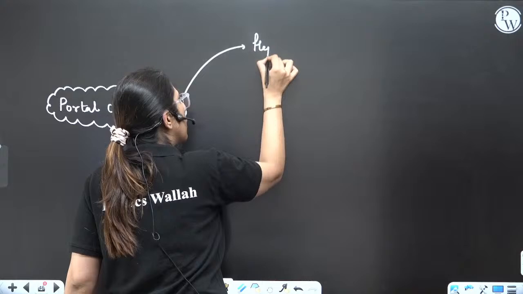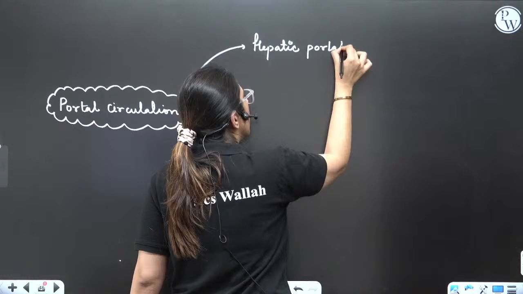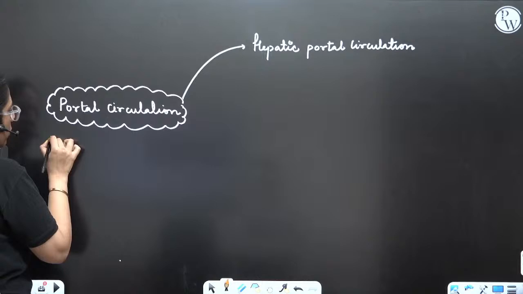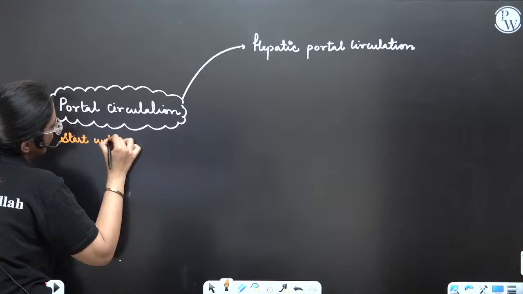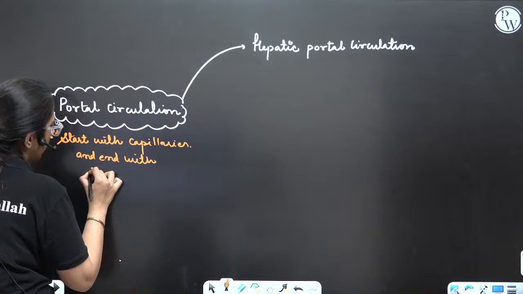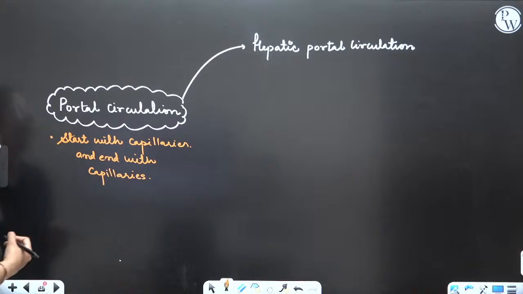Hepatic portal circulation. Now, what is hepatic portal circulation? So what is portal circulation? Let me first tell you. Portal circulation is a circulation which starts with capillaries and ends with capillaries. Start with capillaries and end with capillaries.